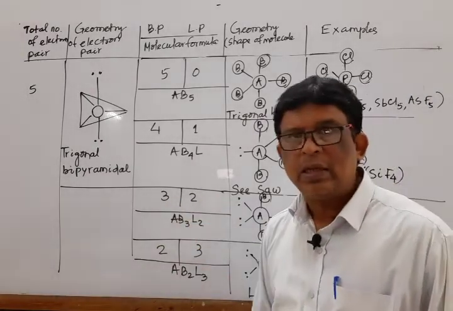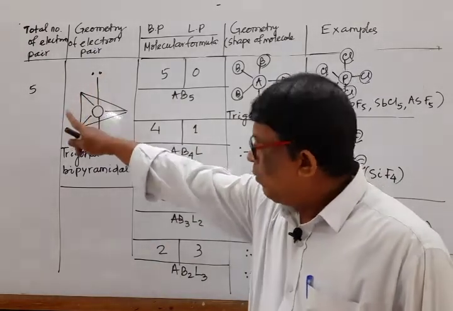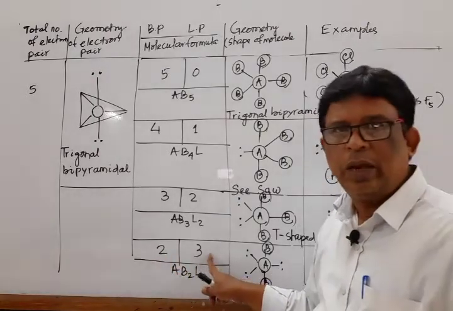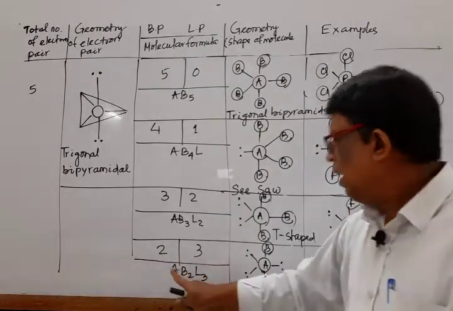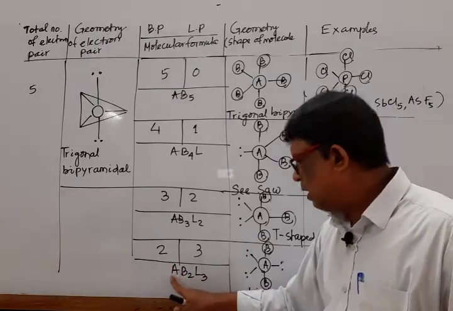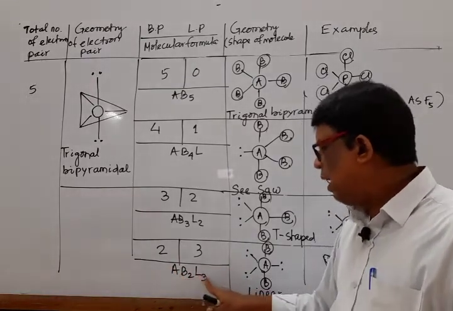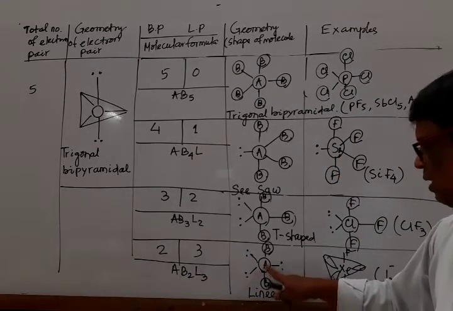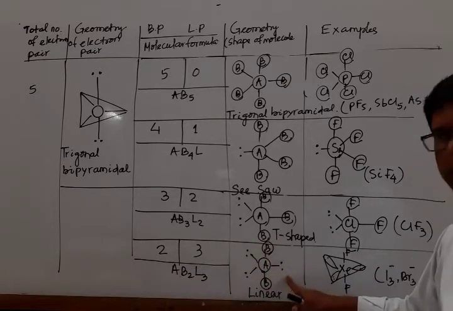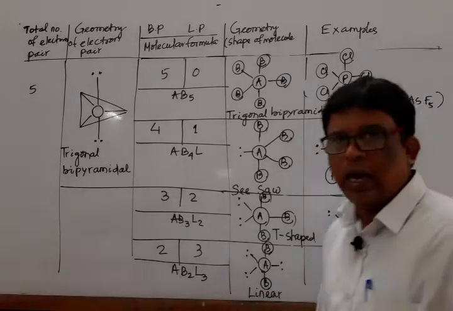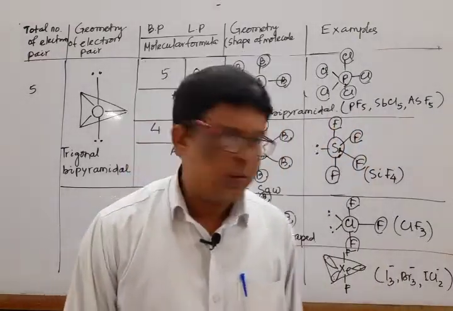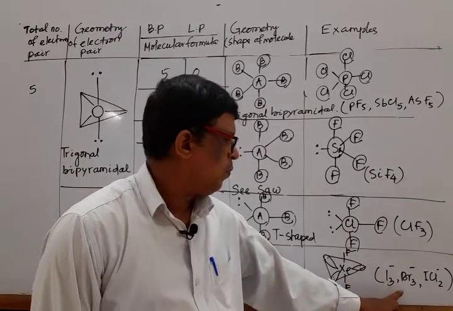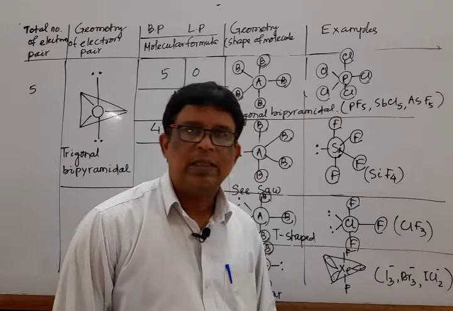Move to the last case where, out of the 5 electron pairs, 2 are bond pairs and 3 are lone pairs. Then it is represented by the formula AB2L3. A is the central atom, B2 is 2 bond pairs, L3 is 3 lone pairs. Then the geometry is linear. One example is xenon difluoride, XeF2. Mark that. Similar examples are I3 minus, Br3 minus, ICl2 minus.